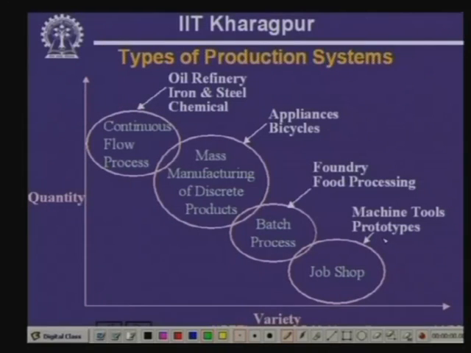So, here again variety is more, each variety's production quantity is less, and at the extreme you have job shops where every product that you are getting is likely to be a new product. So basically what we are trying to categorize these production systems into are, firstly, in terms of the quantity that is produced, and secondly in terms of the types of products, so the flexibility required in manufacturing.